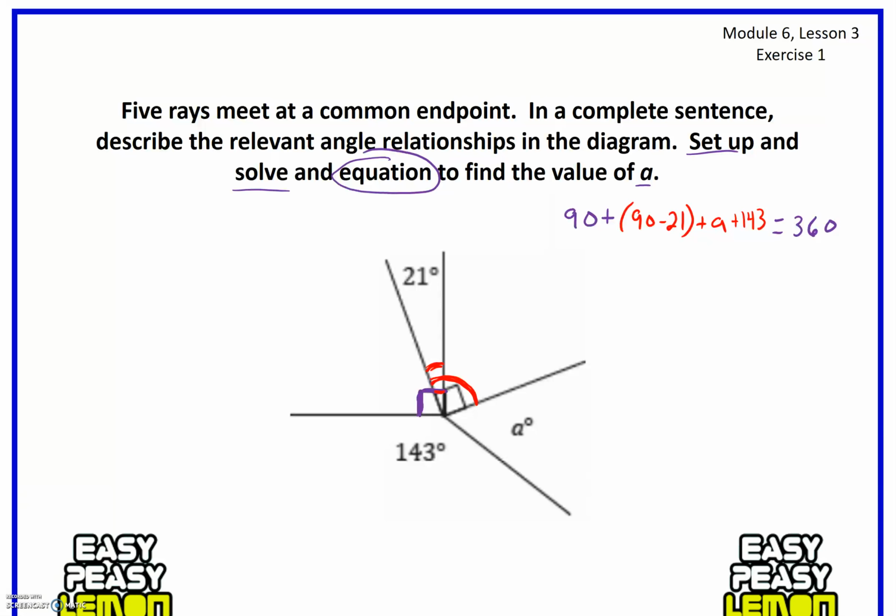Alright, just like everything else, we combine like terms. So there's a total of 302 degrees plus the missing A. All of it still adds up to 360 degrees. Subtract 302 from both sides. A equals 58 degrees.